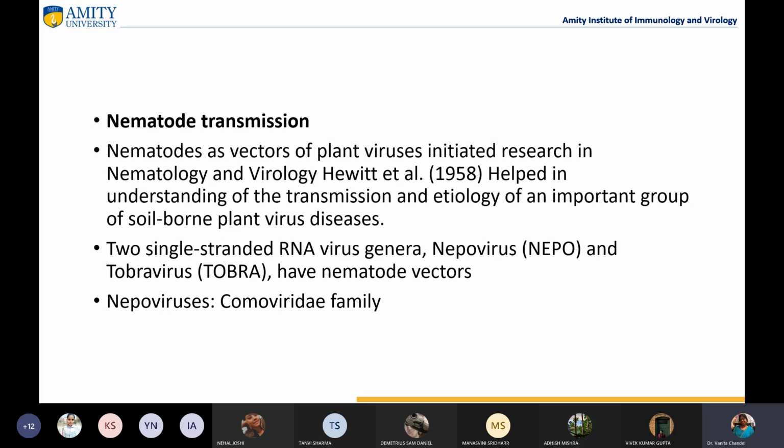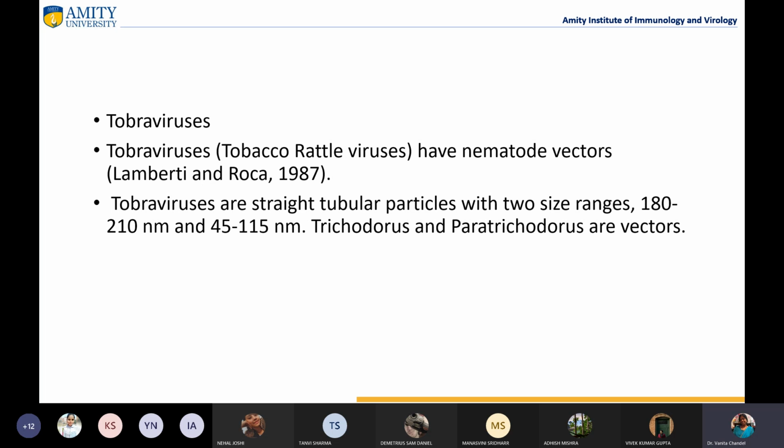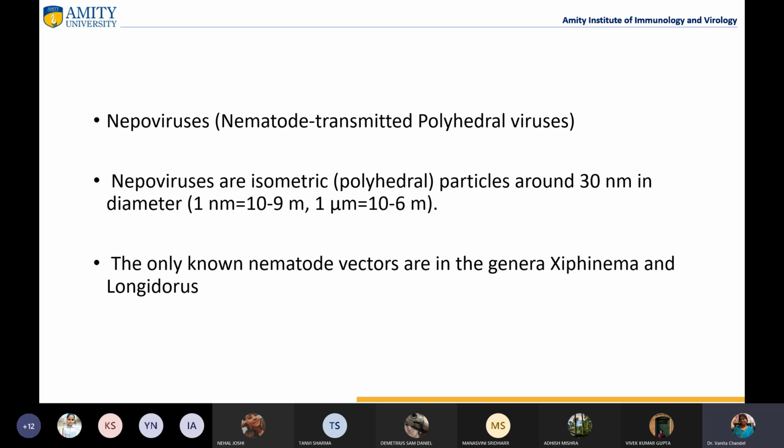It was first identified in 1958 that they act as vectors, transmitting soil-borne plant virus diseases. Usually two genera, Nepovirus and Tobravirus, have nematode vectors. Tobraviruses, like tobacco rattle virus, have nematode vectors. Again, I'm not going to discuss in detail what Tobraviruses are; we are talking about transmission here. Nepoviruses are nematode-transmitted polyhedral viruses. The only known nematode virus vectors are in the genera Xiphinema and Longidorus, so only two genera of nematodes transmit these nepoviruses.